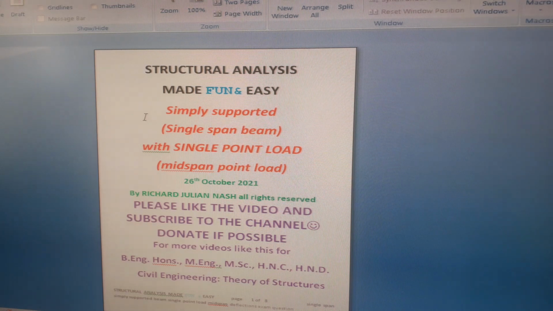So today, I've got a simply supported single span beam with a single point load at mid span.